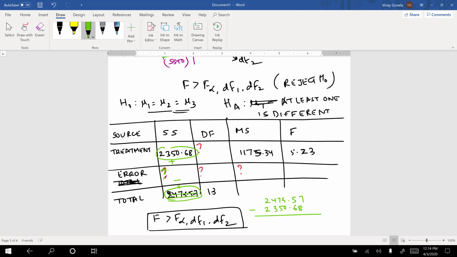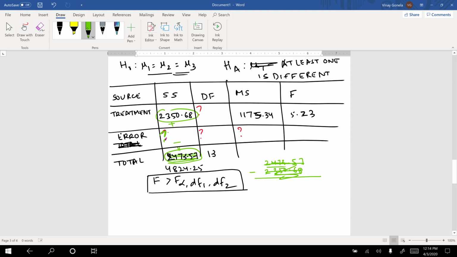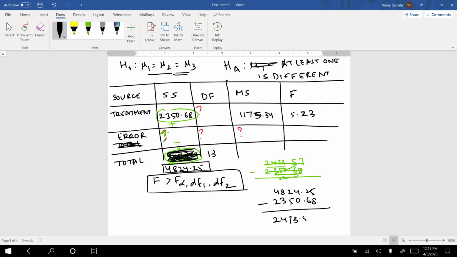So the value would be, okay, so this value is wrong. I'm sorry with this. So this value is completely wrong. This should be 4824.25. So I'm trying to calculate again this one. So I have to do, instead of this, this value is wrong. I'm sorry for that. So this value is 4824.25 minus 2350.68. So that is going to give me 2473.57. So this value here is 2473.57.